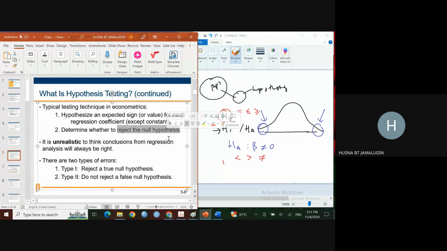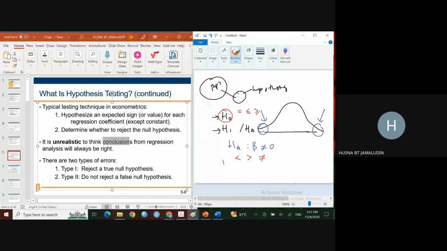Why? Because the null hypothesis or H null is the general claim. Don't reject HA. HA is your own hypothesis. Okay? It is unrealistic to think the conclusion from regression analysis will always be right. Why is it not realistic to think that the conclusion that you get from your estimation is always right?